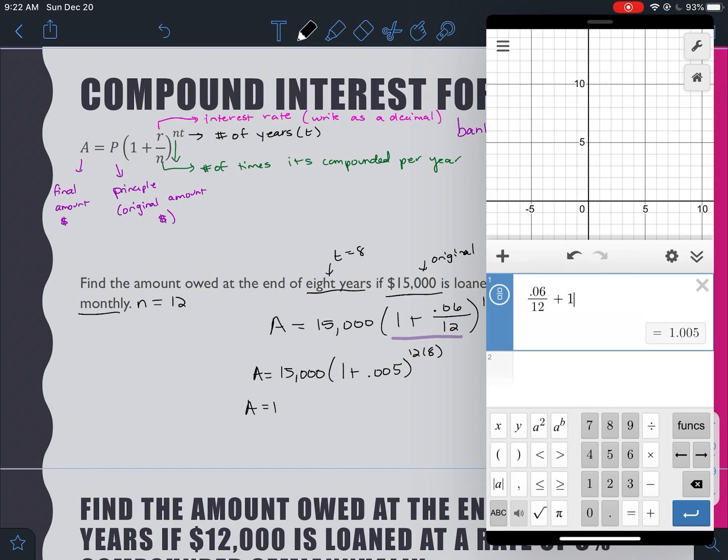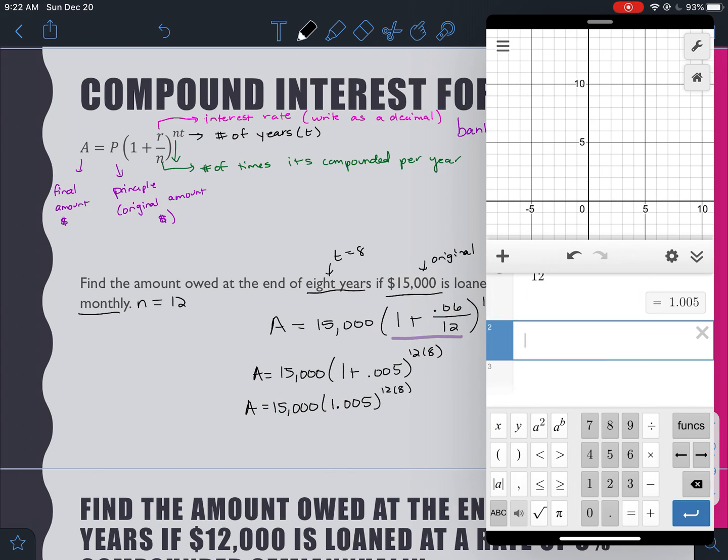Now order of operations says keep doing the inside of the parentheses. So we add 1, and now we get 15,000 times 1.005 raised to the 12 times 8 power. Let's figure out our exponent. 12 times 8 is 96. So I'm going to change that exponent to 96.